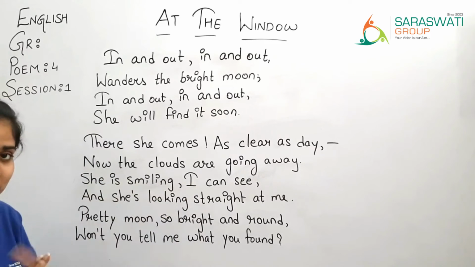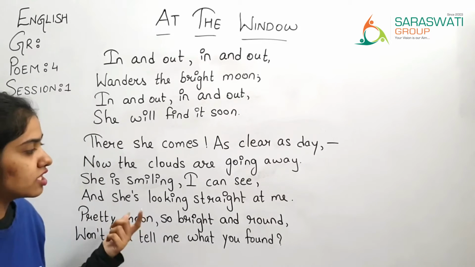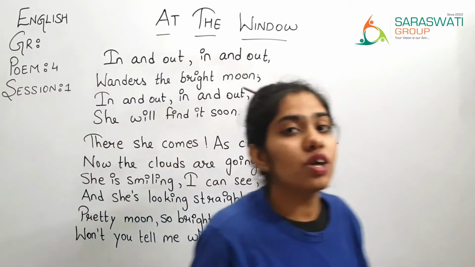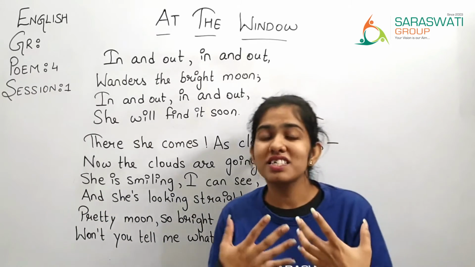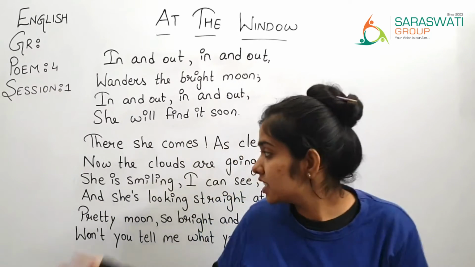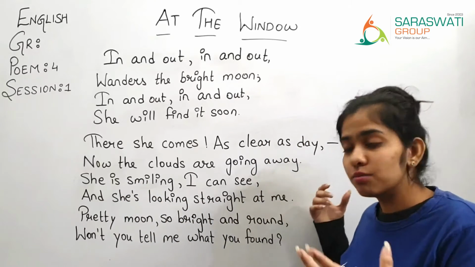The poet is saying I can see that, and she is looking straight at me. And I can also see that she is looking directly at me. Right? And she is looking straight at me.